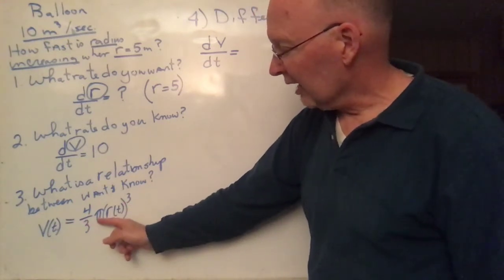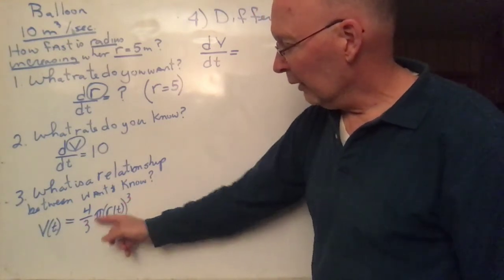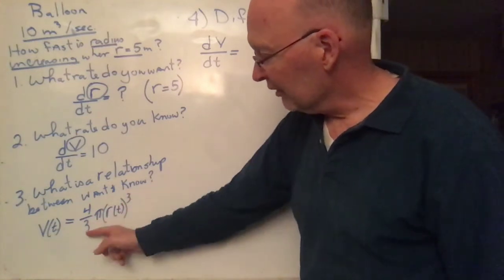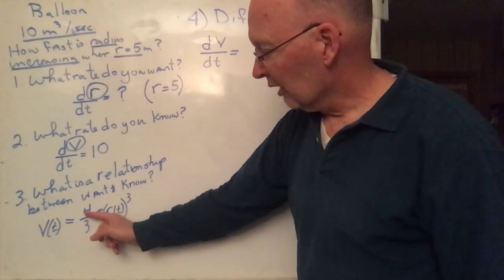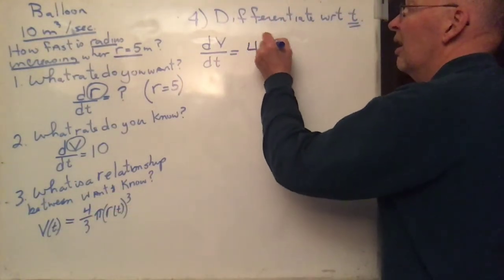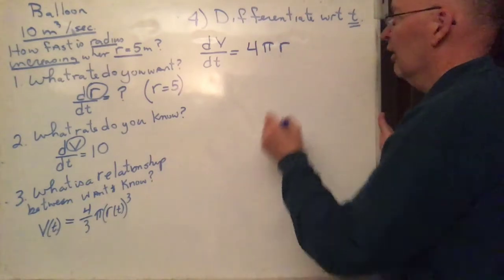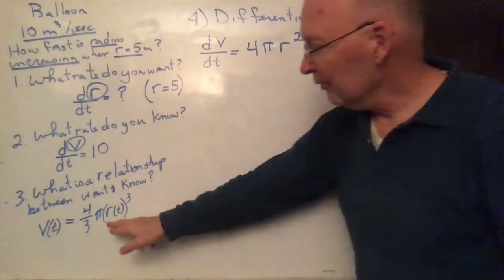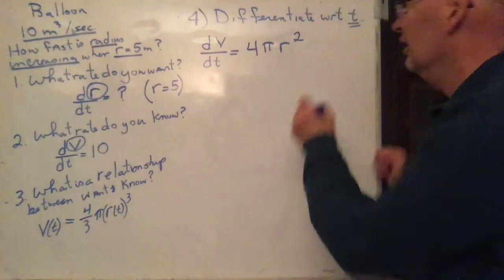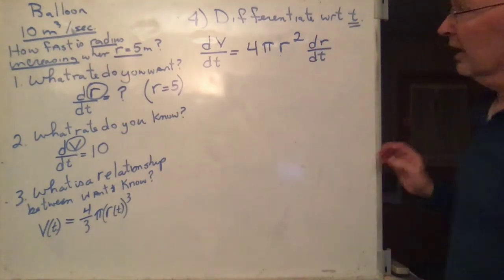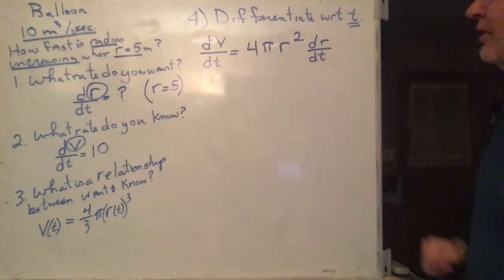4/3 pi, that's all a constant. So we can leave that right where it is, and the 3 comes down. We use a chain rule here. The 3 comes down, cancels with this 3. We're going to get 4 pi r. I can write r of t, but now that I've done it, I'm just going to write r squared times the derivative of r of t, which is dr/dt. Okay, there's the derivative of both sides.